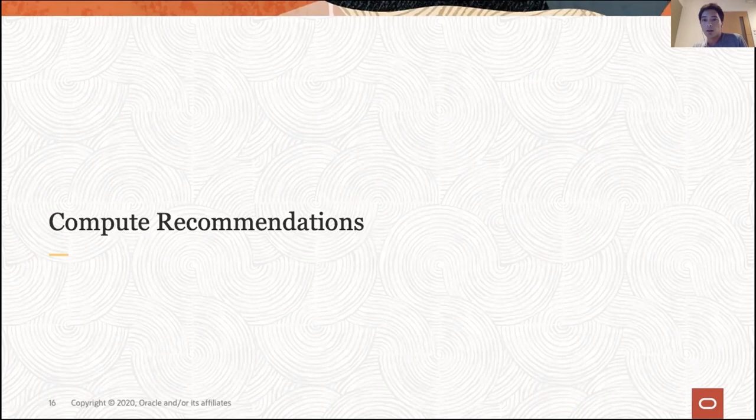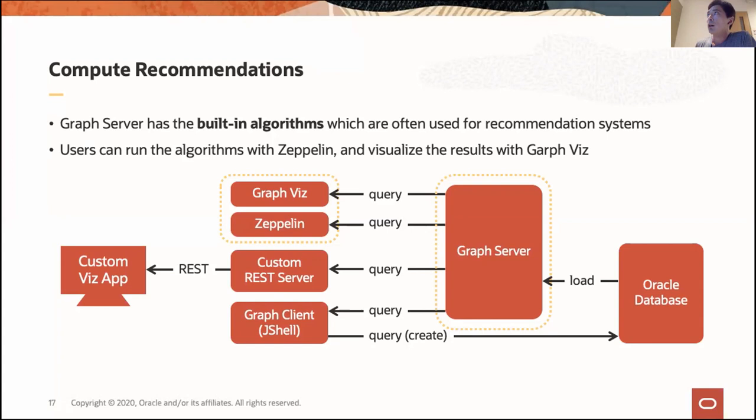Okay, in this section, I'm going to introduce three major recommendation algorithms whose high performance implementations are available on Oracle Property Graph by default, and how we can run those scripts and visualize the result using the built-in visualization tools. Going back to this architecture overview, Graph Server has built-in algorithms which are often used for recommendation systems. And the user can run those algorithms connecting from clients, such as a notebook, and visualize the results with the graph visualization tool here.